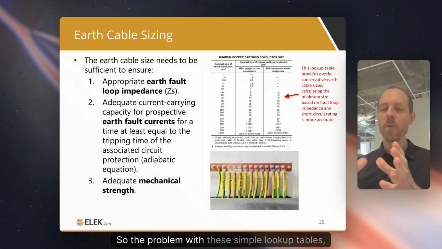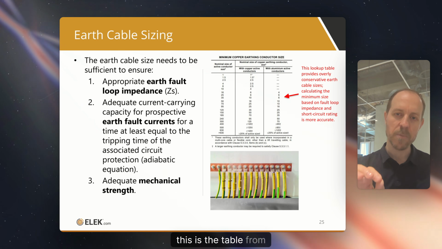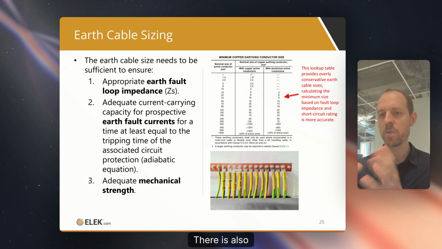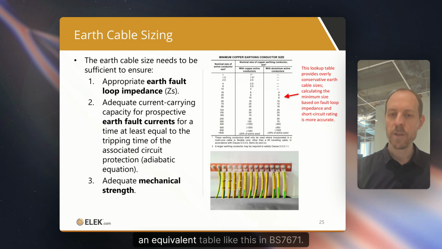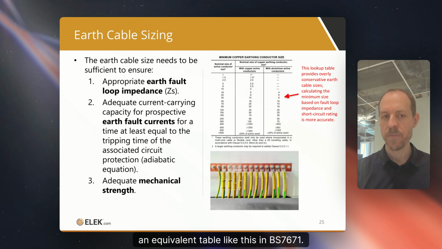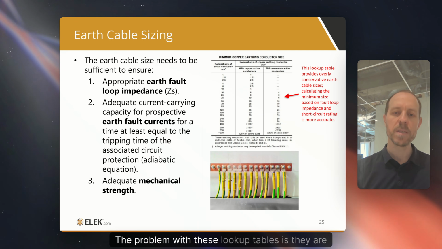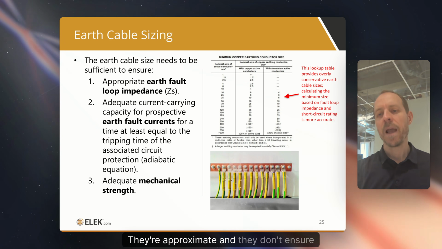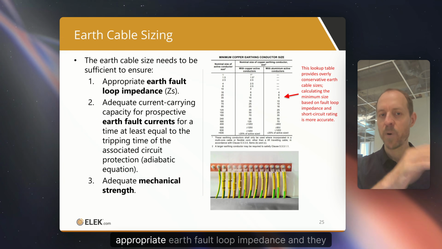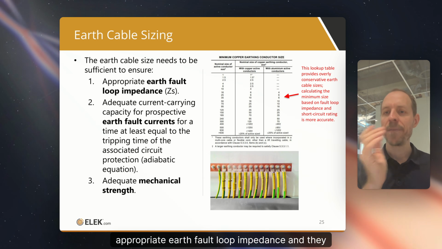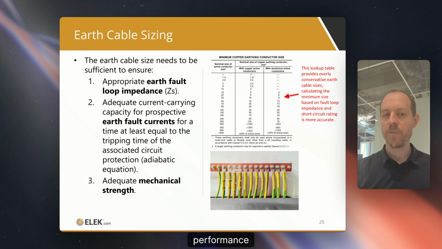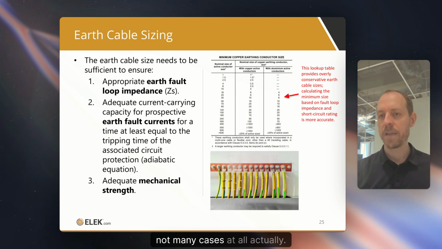So the problem with these simple lookup tables, this is the table from AS/NZS 3000, there is also an equivalent table like this in BS 7671. The problem with these lookup tables is they are inaccurate, they're approximate, and they don't ensure appropriate earth fault loop impedance, and they don't ensure appropriate short circuit performance for all cases, not many cases at all actually.